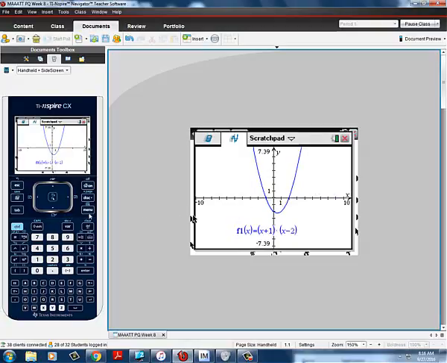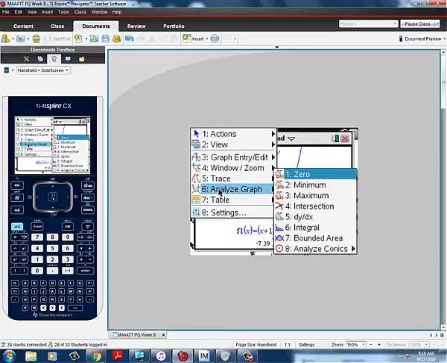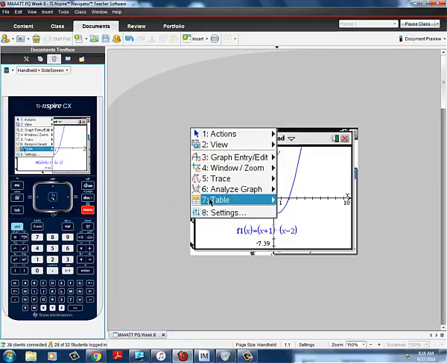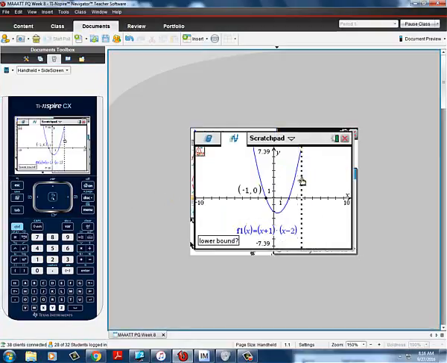Okay, let's calculate the zeros. So menu, analyze graph, 0. I want you to go do that twice and calculate both of the zeros. Menu, analyze graph, 0. Okay.